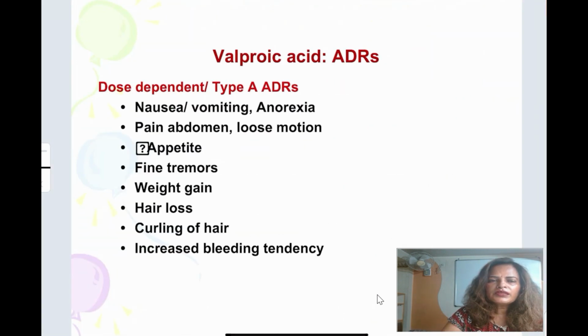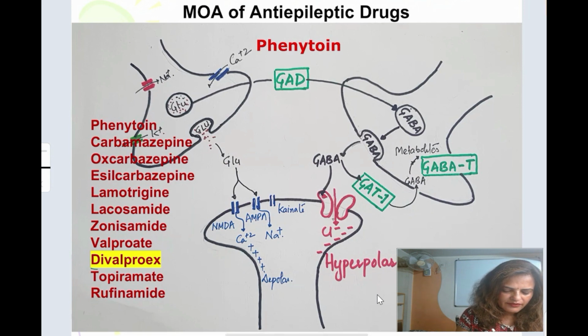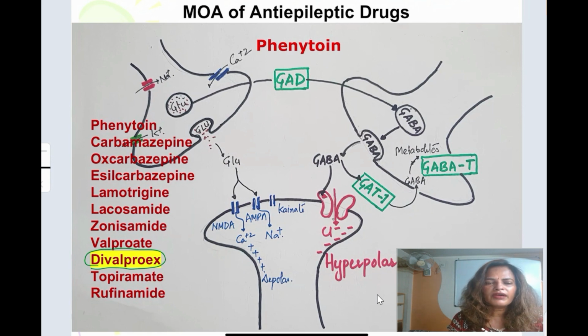I have already discussed the adverse effects. Then another important drug is Divalproex. Do you know what Divalproex is? It is a combination in a 1:1 ratio of sodium valproate and valproic acid. Both are combined in it. We mostly do not use it in seizures, but where there is mania or bipolar disorder, we use it, and its side effects are less as compared to valproate. Otherwise the mechanism of action and the rest of the things are the same.